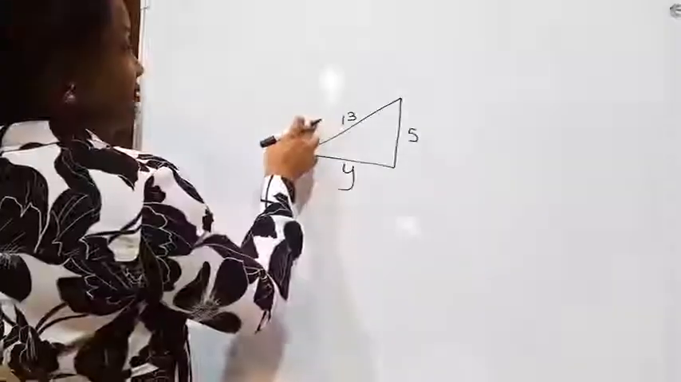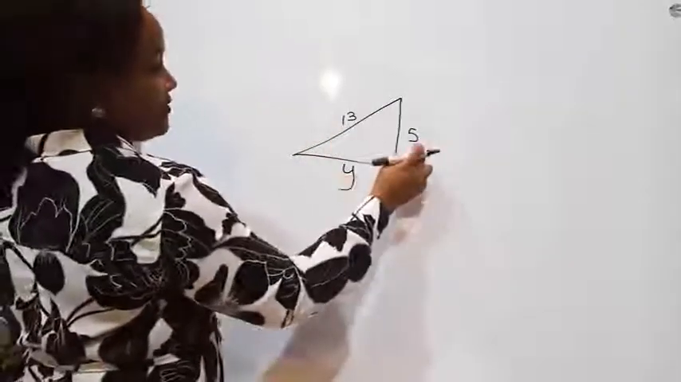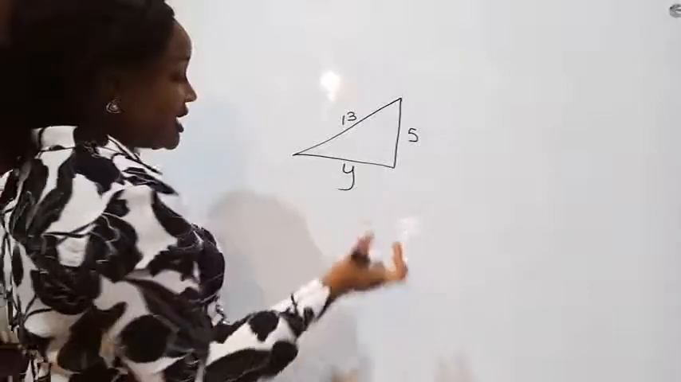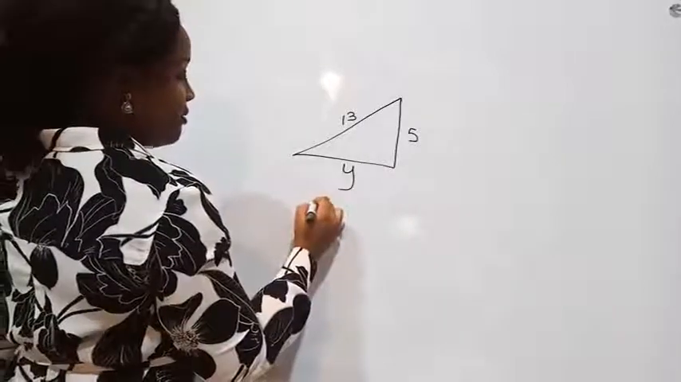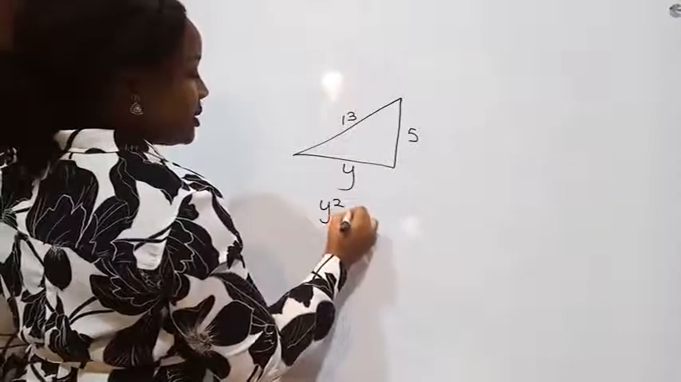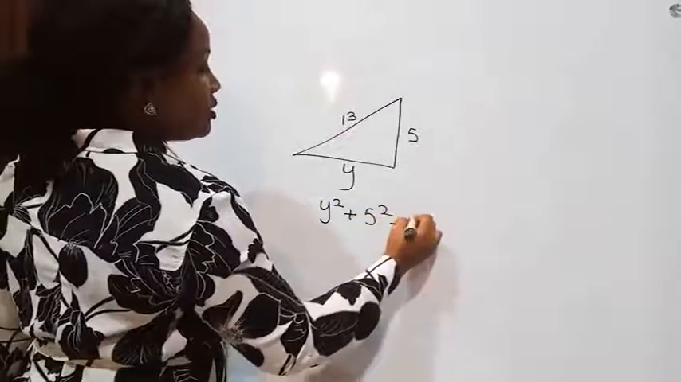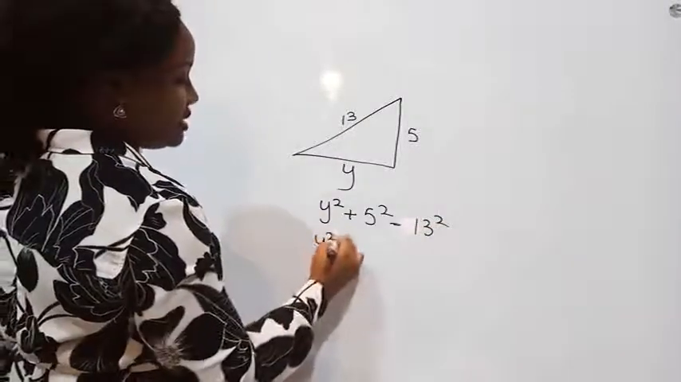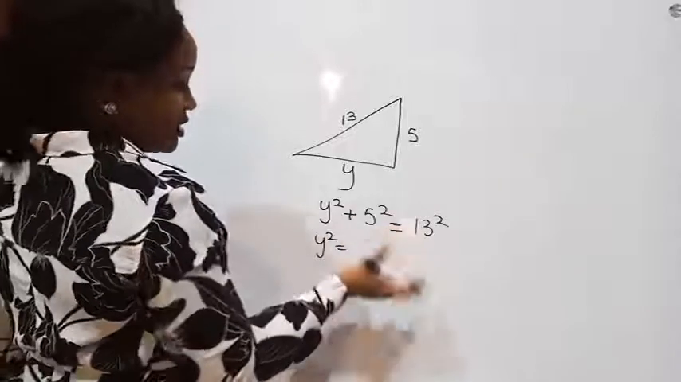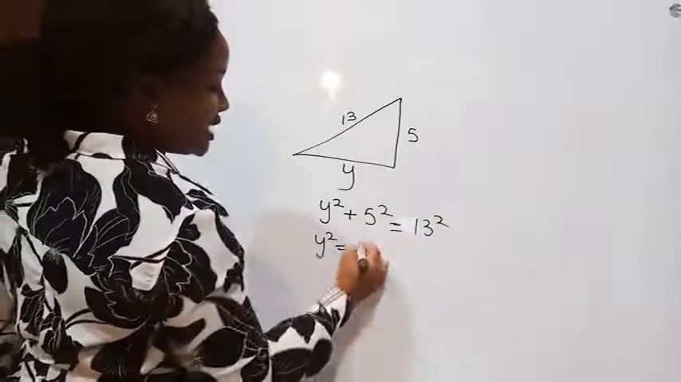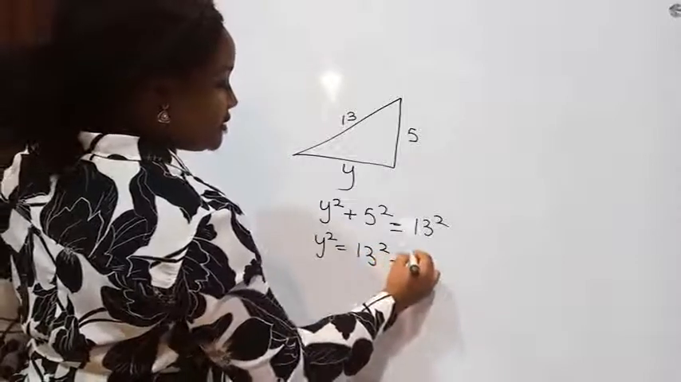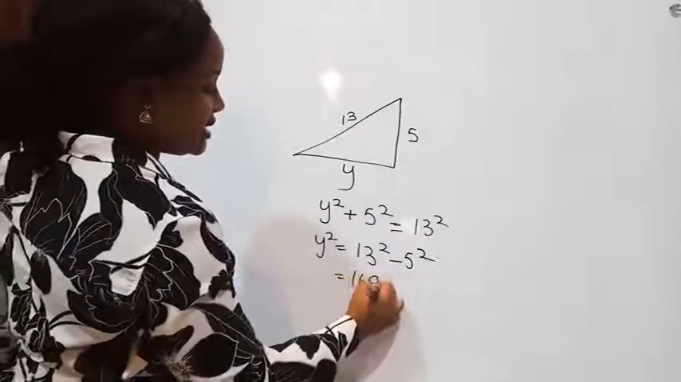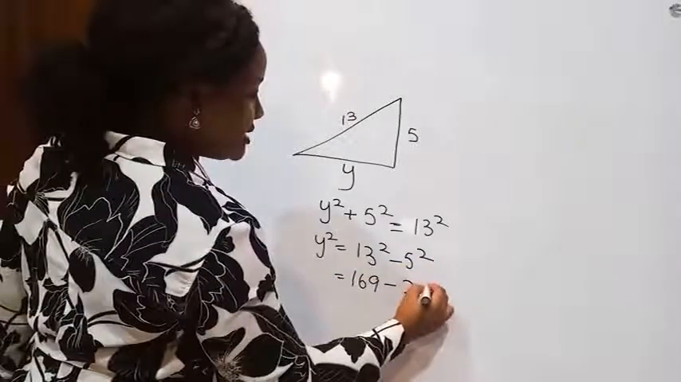So let's look at this. You have 13, y, 5. So the hypotenuse is given and one adjacent is given. We're supposed to find y, the second adjacent. So you have y squared plus 5 squared equals 13 squared. Okay? So you have y squared equals, of course, this is a linear equation. You move this over, you have 13 squared minus 5 squared. And 13 squared is 169 minus 5 squared is 25.